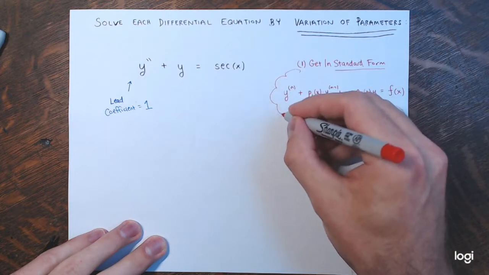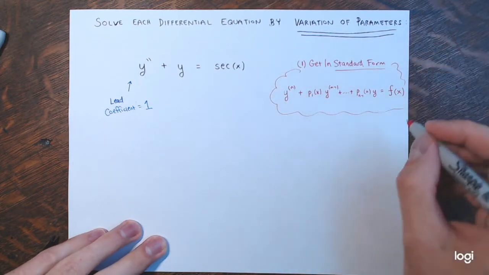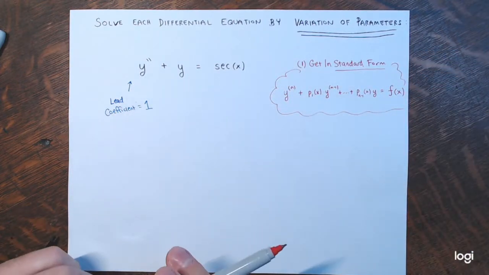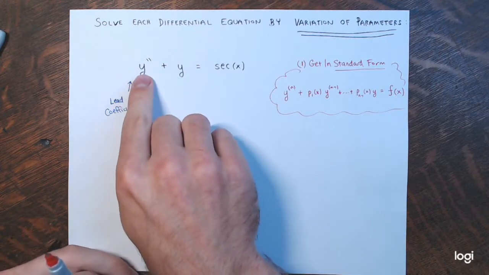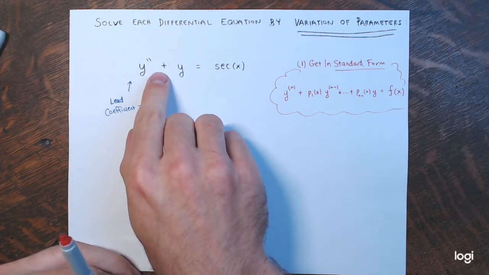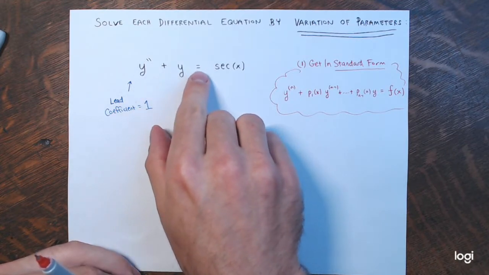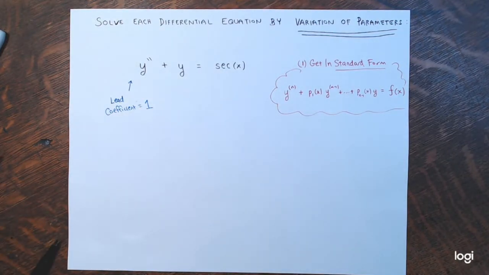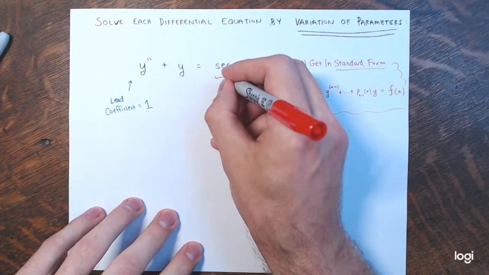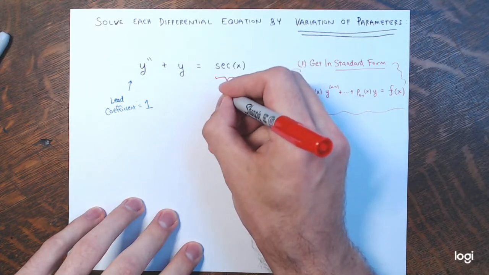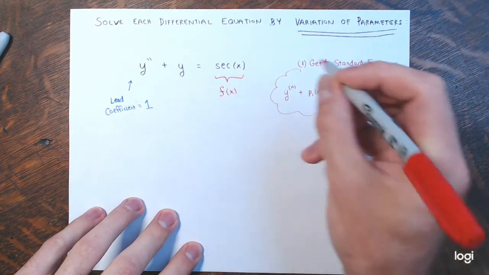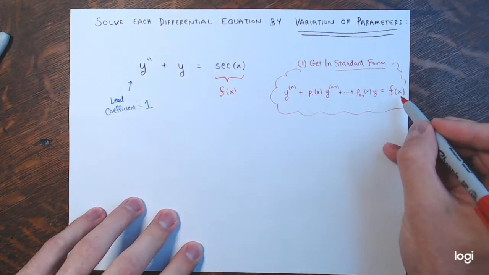Right, so that's step 1, which this already is. Alright, you have 1 y double prime plus 0 y prime plus 1 y equals secant x here. Right? So this secant of x is what I'm calling f of x, the function f of x on the other side here in standard form.